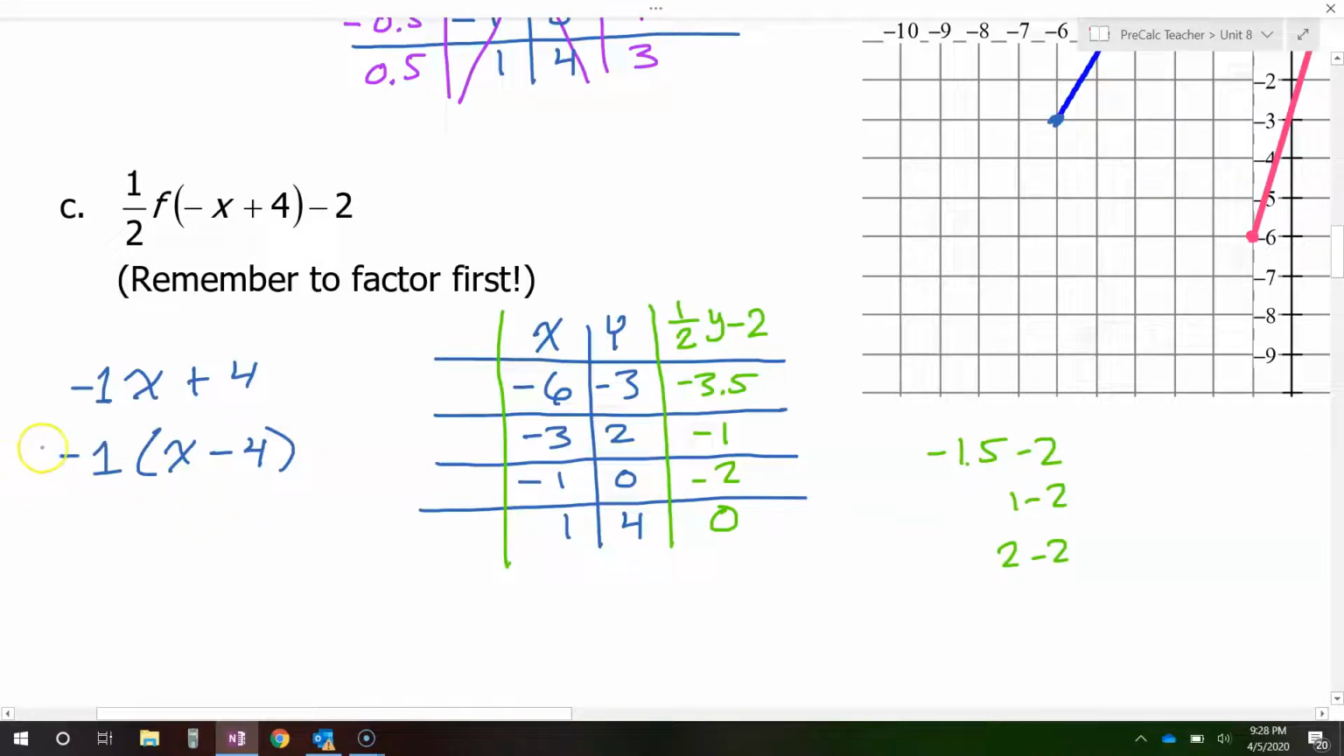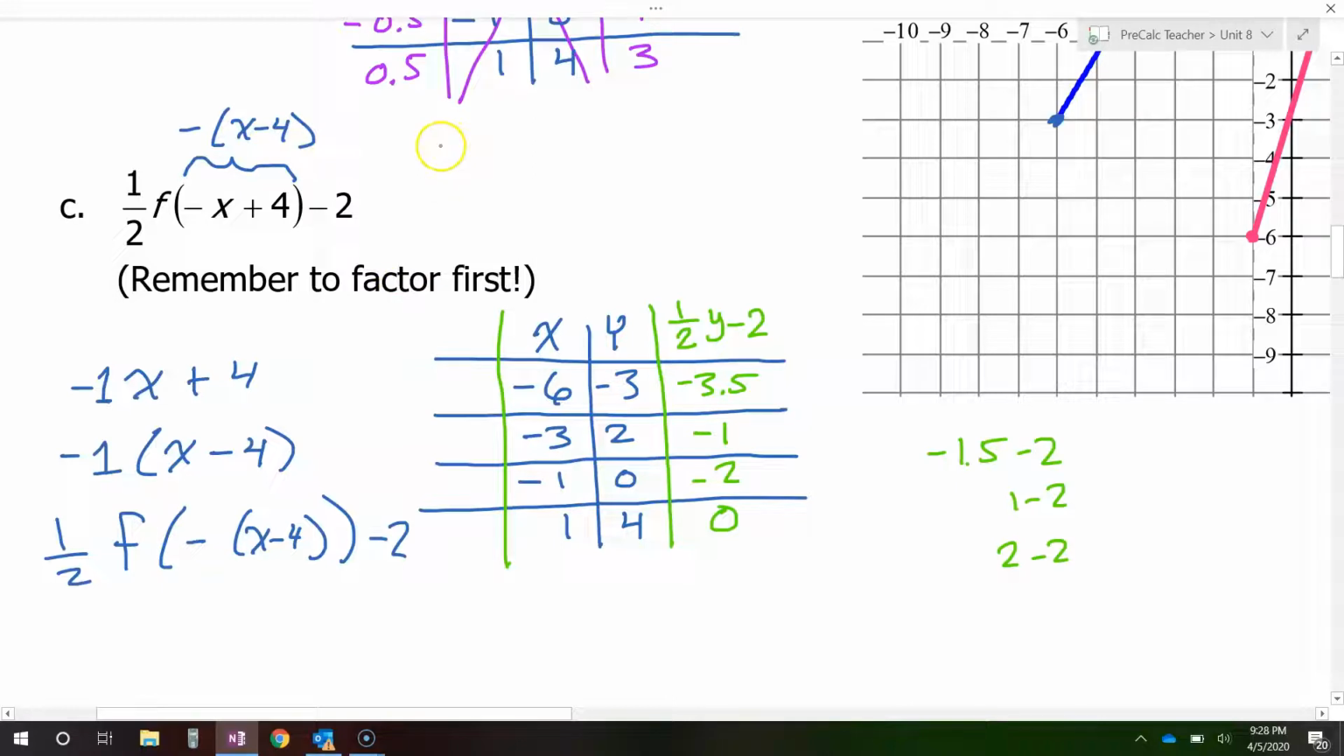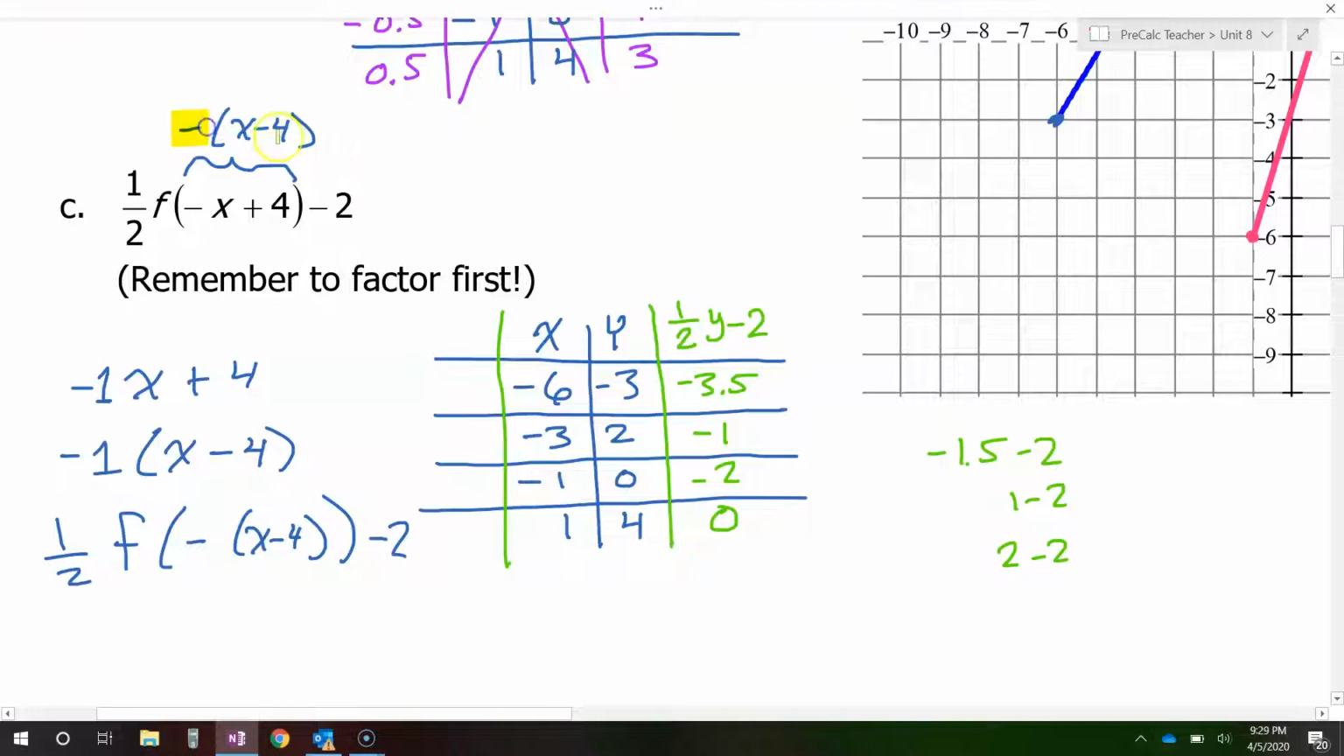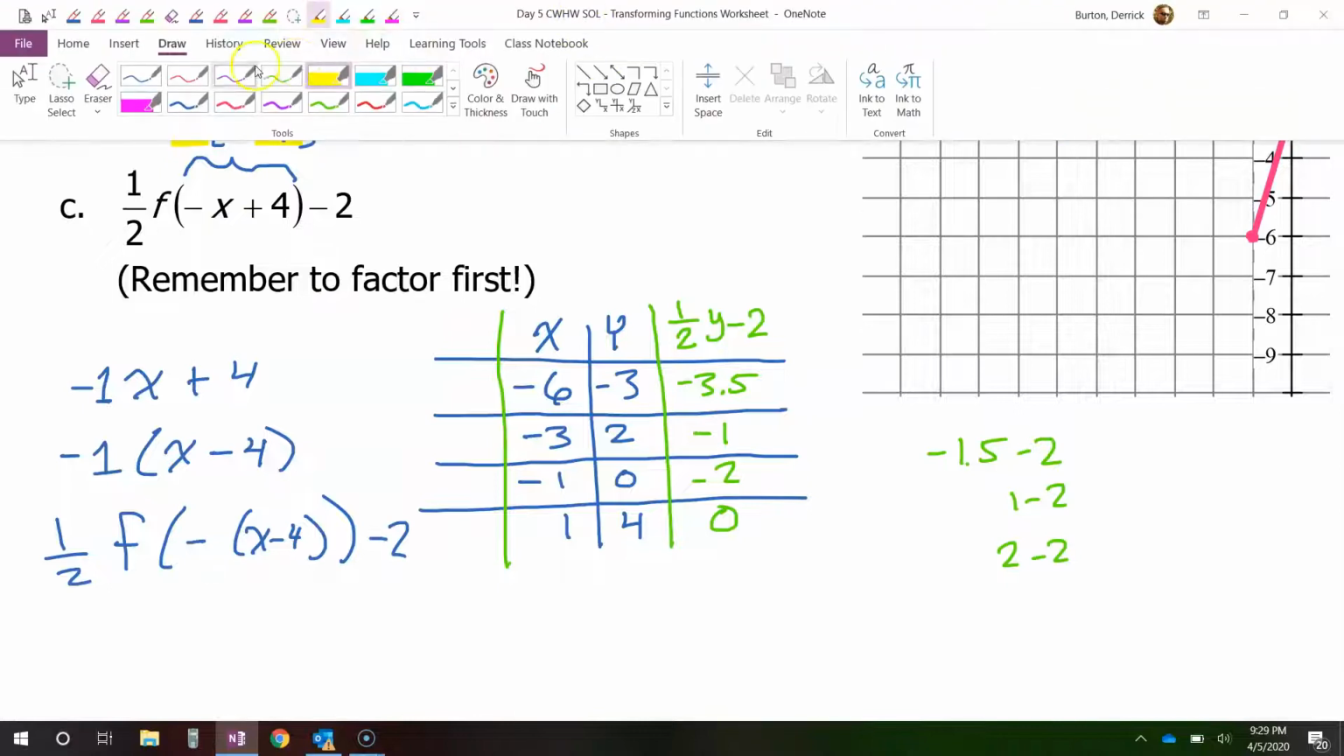Okay? So really, what we have is 1/2 f of -x minus 4, and then -2. Okay? So the key is what we have going on right here is -x minus 4. So the two transformations are this and this. This is what will happen to the x values right now.